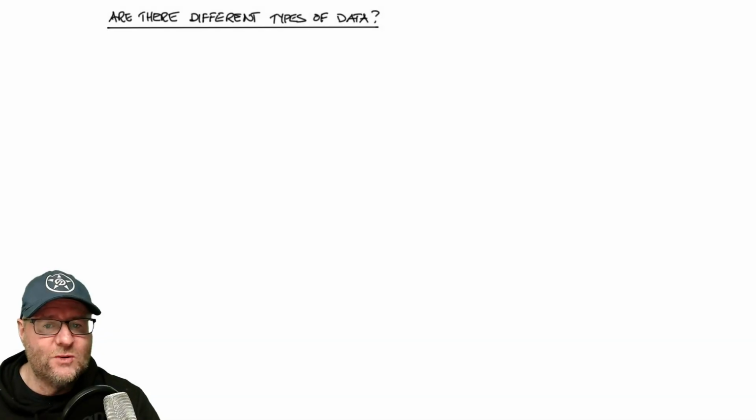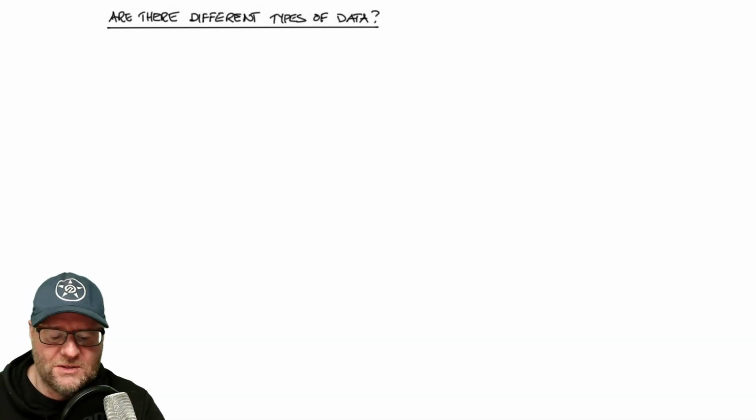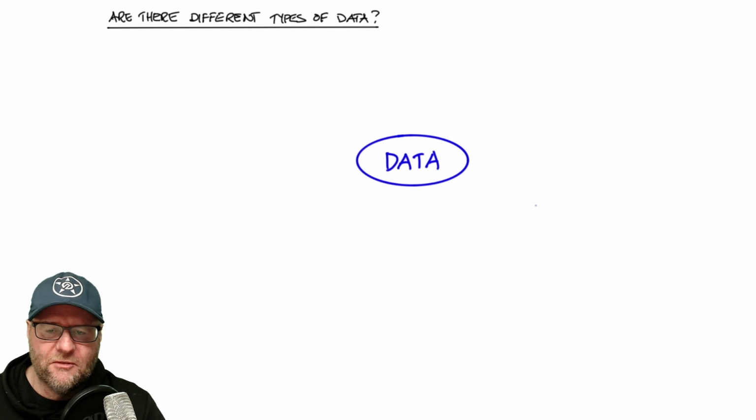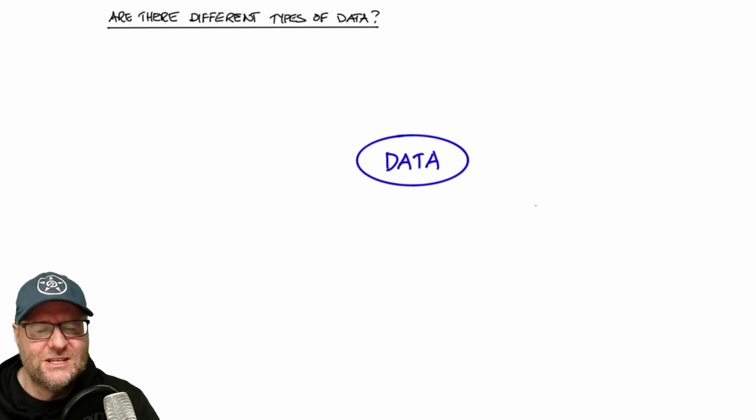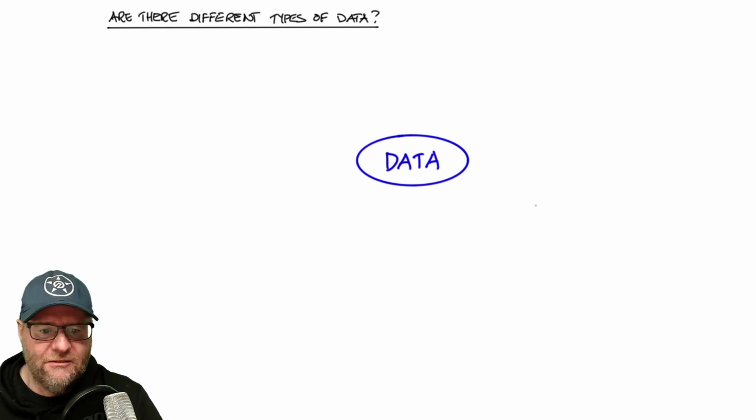Hey, let's try and answer this question. Are there different types of data? Hopefully you remember from our last video, data is simply information that you collect. You might collect it through a survey or doing some observations. The information that you collect is called data.